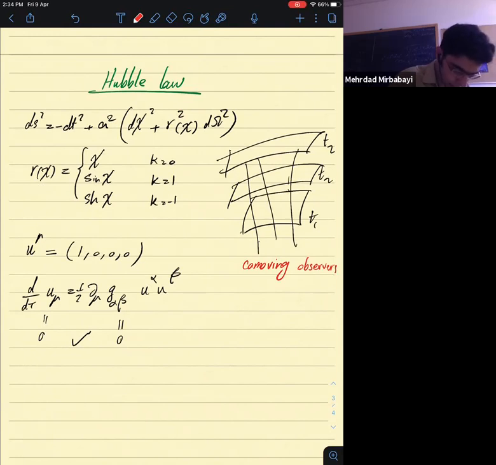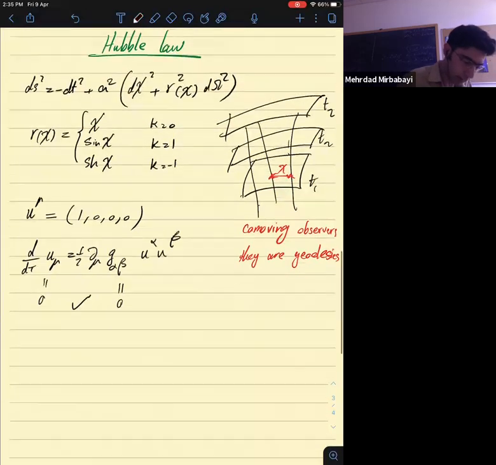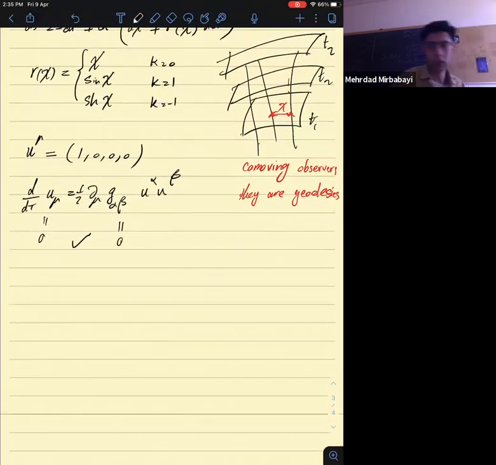And they are geodesics. But they move along geodesics. Okay, so now let us consider two of them which are close to each other. So these two. They are at some separation chi, and that separation remains the same with time because they are at fixed values of the spatial coordinate.